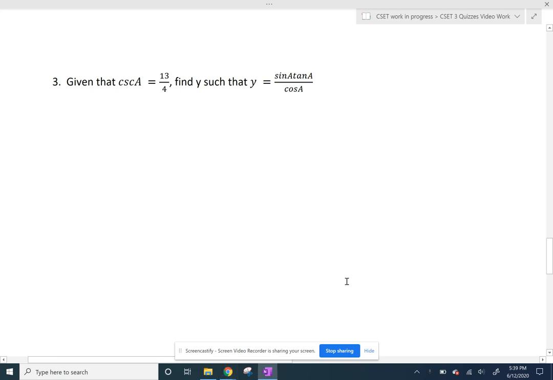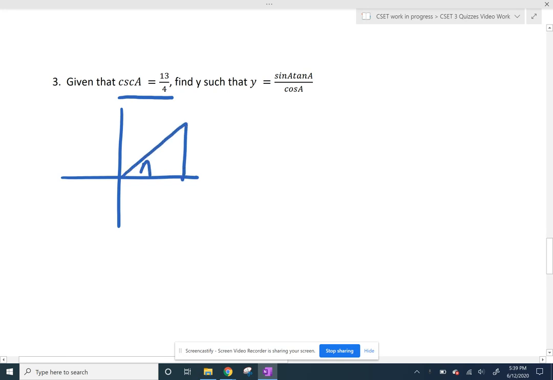So a couple options for this one. If you want, you could attempt to simplify that first and then start plugging stuff in, or we could just, small enough, let's just have at it and see what happens. So I want to draw an angle whose cosecant is 13 over 4.